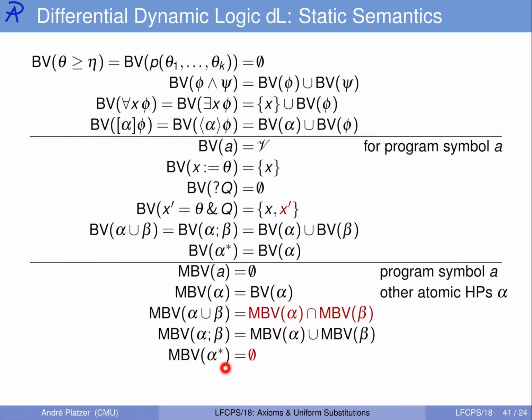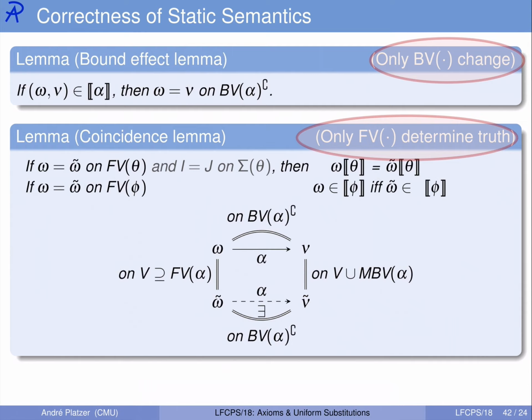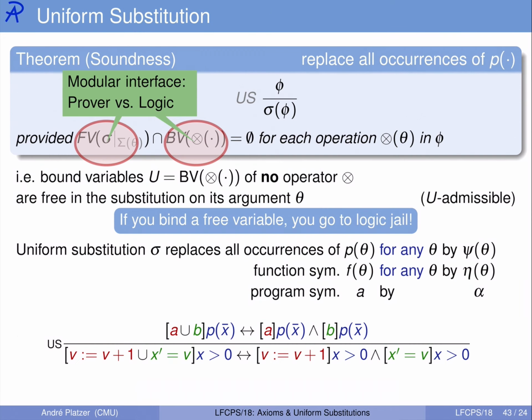And likewise, the must-bound variables of the loop is nothing because we're not guaranteed that the loop will run at all. And also the must-bound variables of a program symbol is nothing because, well, we don't know its interpretation, so maybe it doesn't assign to anything at all. And now we have precisely what we need in order to correctly guarantee that only the bound variables change while the program is running, and only the free variables determine truth. And remember, in a slightly nicer, stronger statement, the must-bound variables are also guaranteed to agree on the final states of the programs because, hey, they're written on every path. They must have been touched.